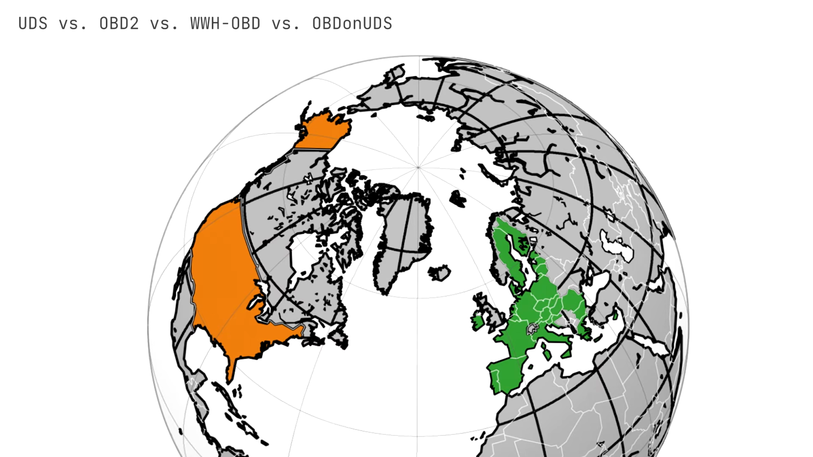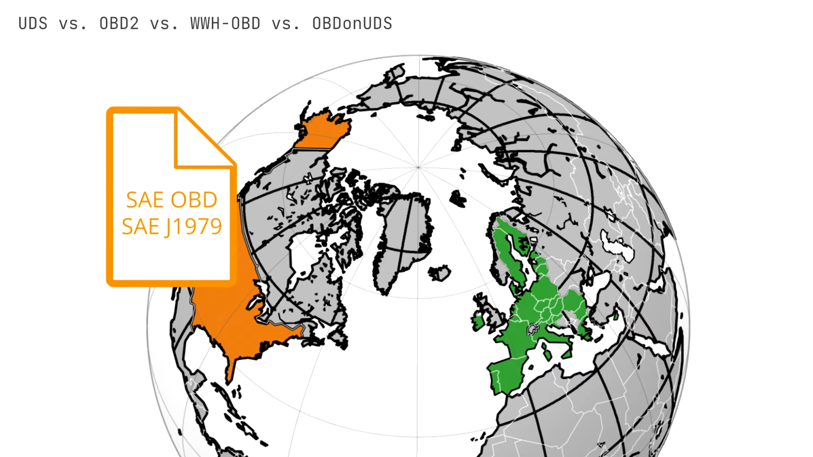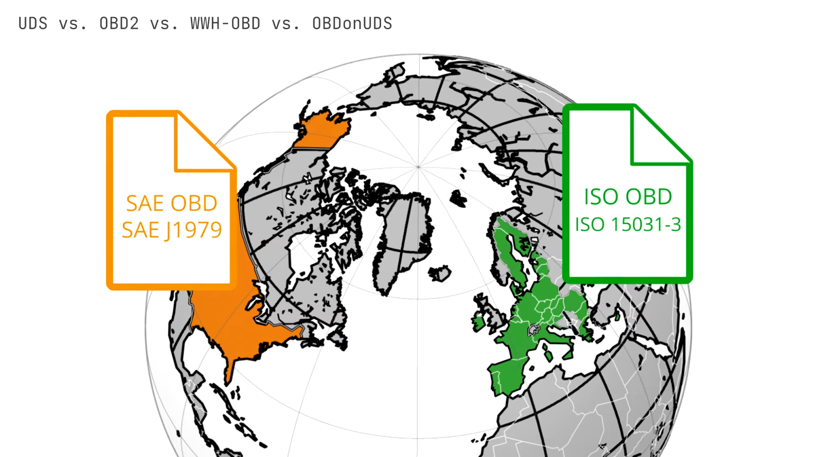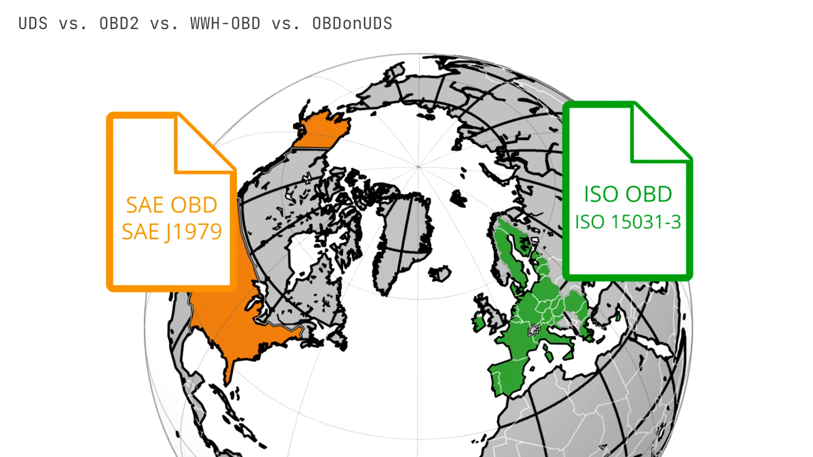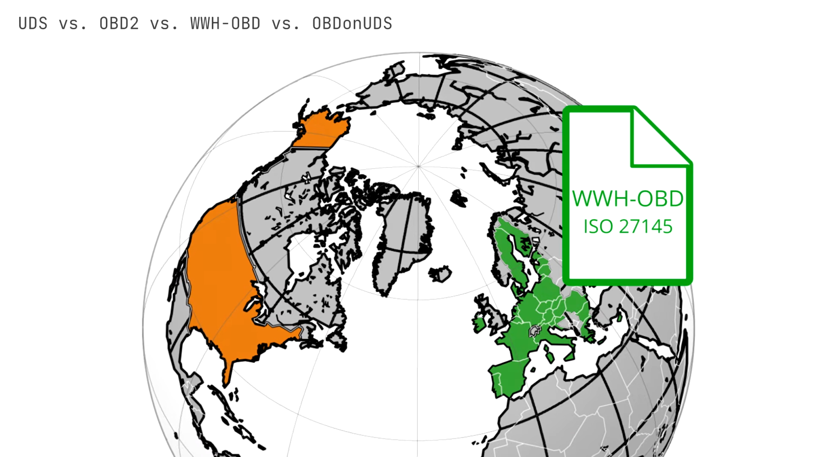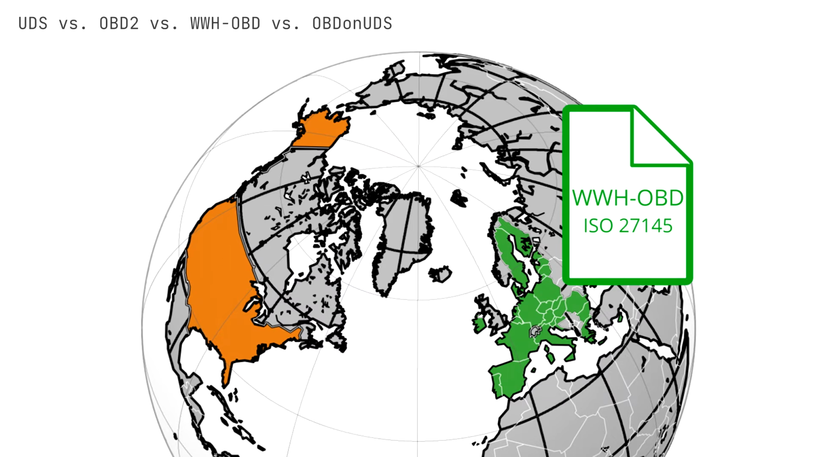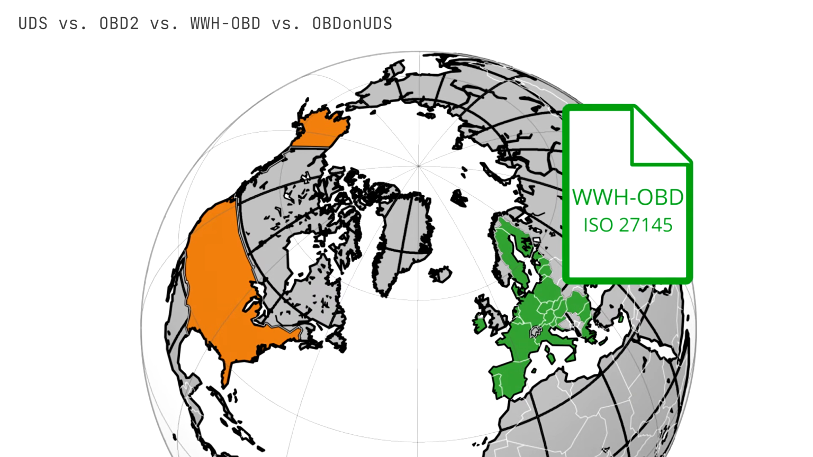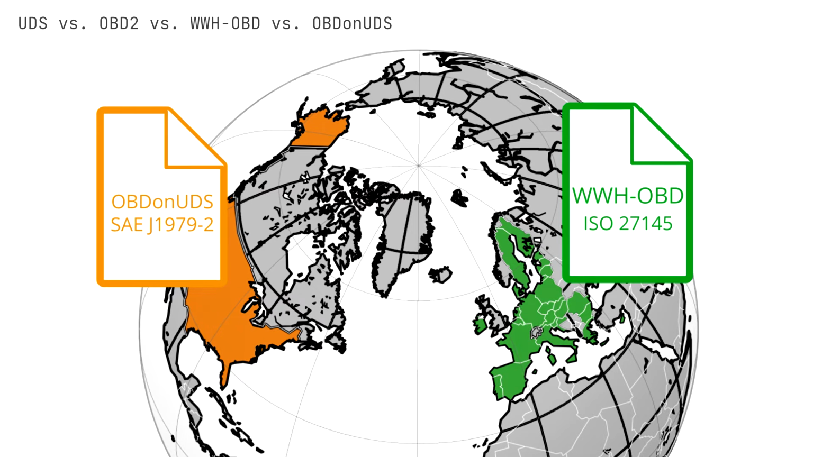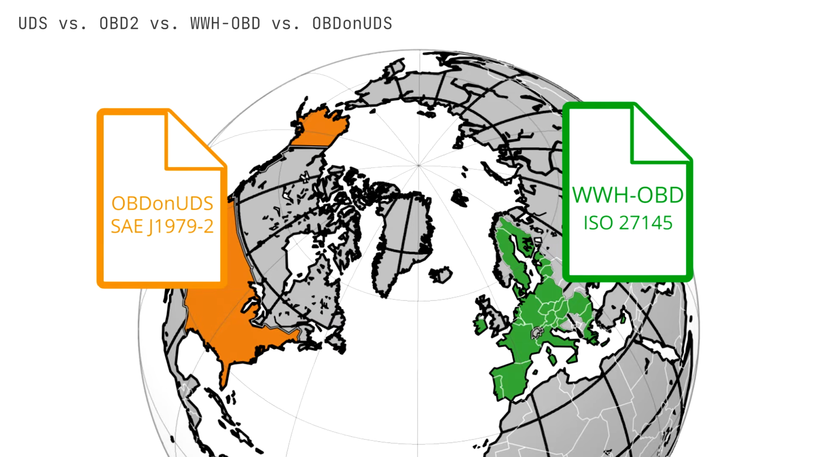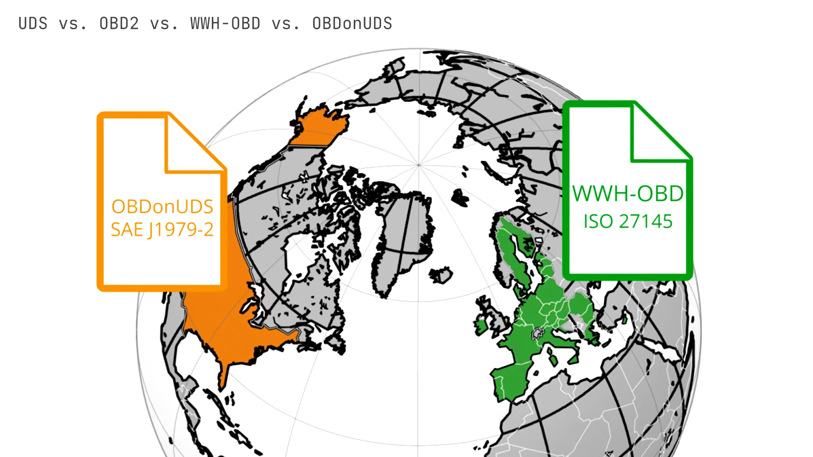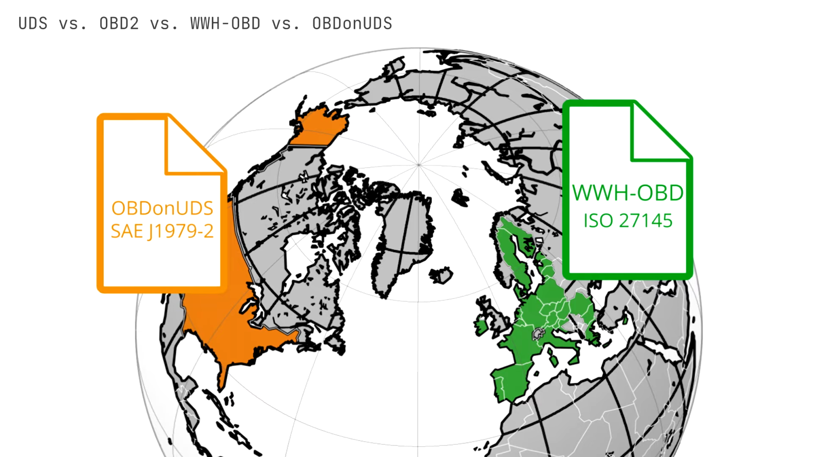Similar to how OBD2 has been split into SAE-OBD, aka SAE J1979 for US, and ISO-OBD, ISO 15031 for EU, the next generation of OBD2 may again be regionally split. Specifically, WWH-OBD has been adopted in EU for heavy-duty vehicles already, but not yet in the US. Instead, the US recently decided to adopt OBDonUDS in US vehicles in the form of SAE J1979-2 standard, which serves as an update to SAE J1979. This is also referred to as OBDonUDS.